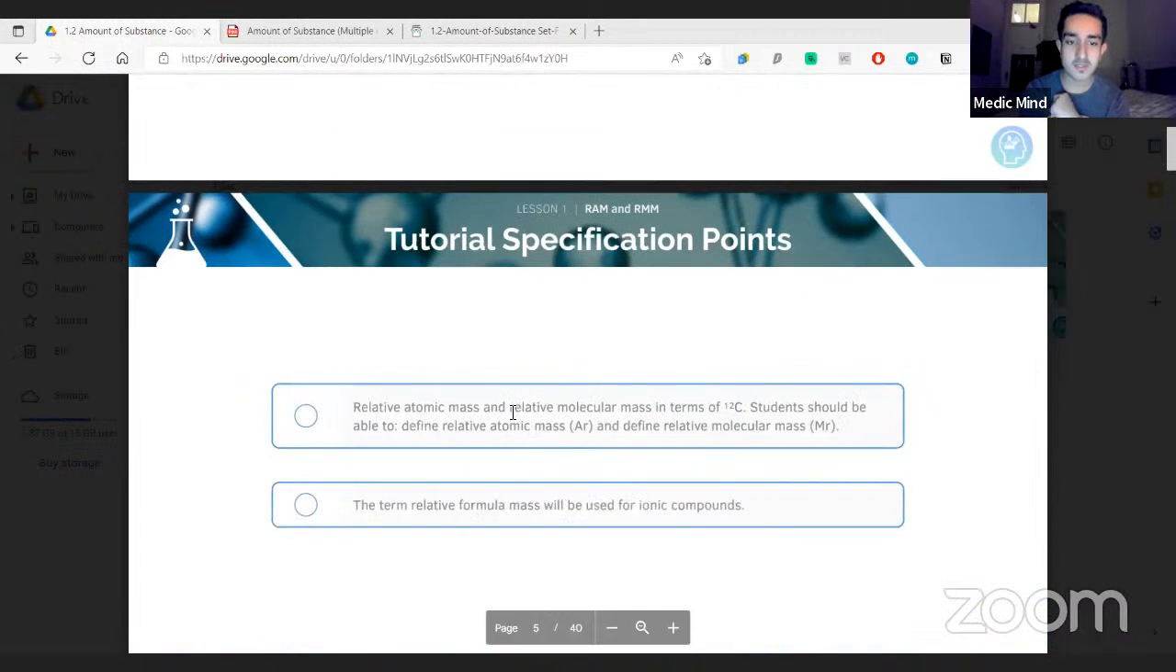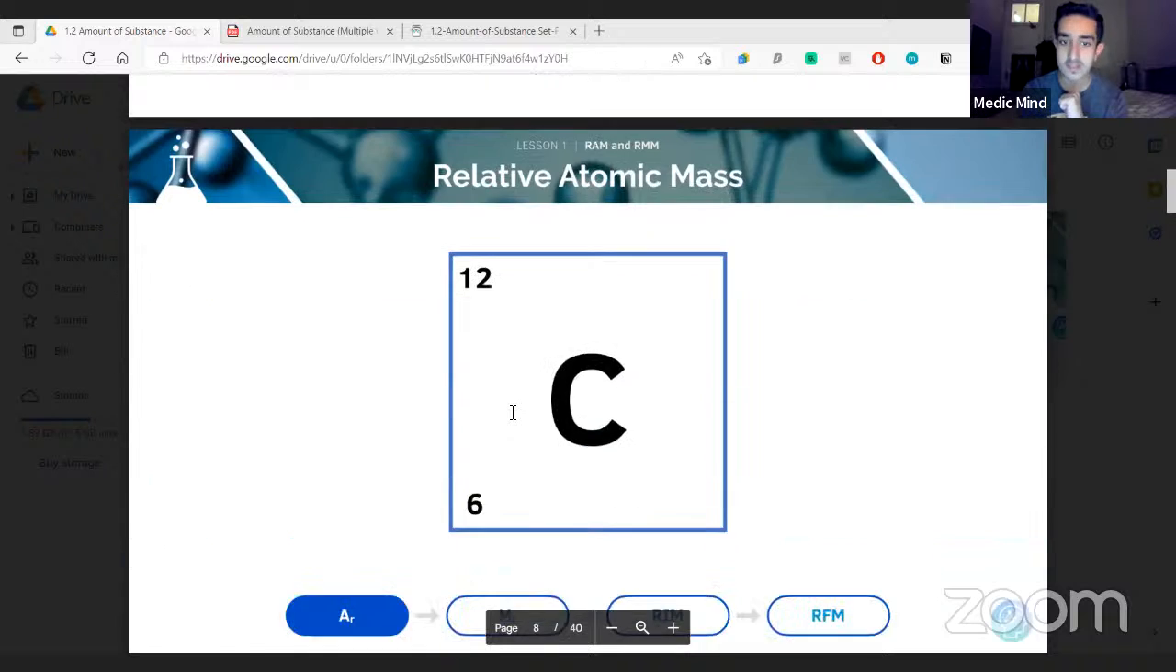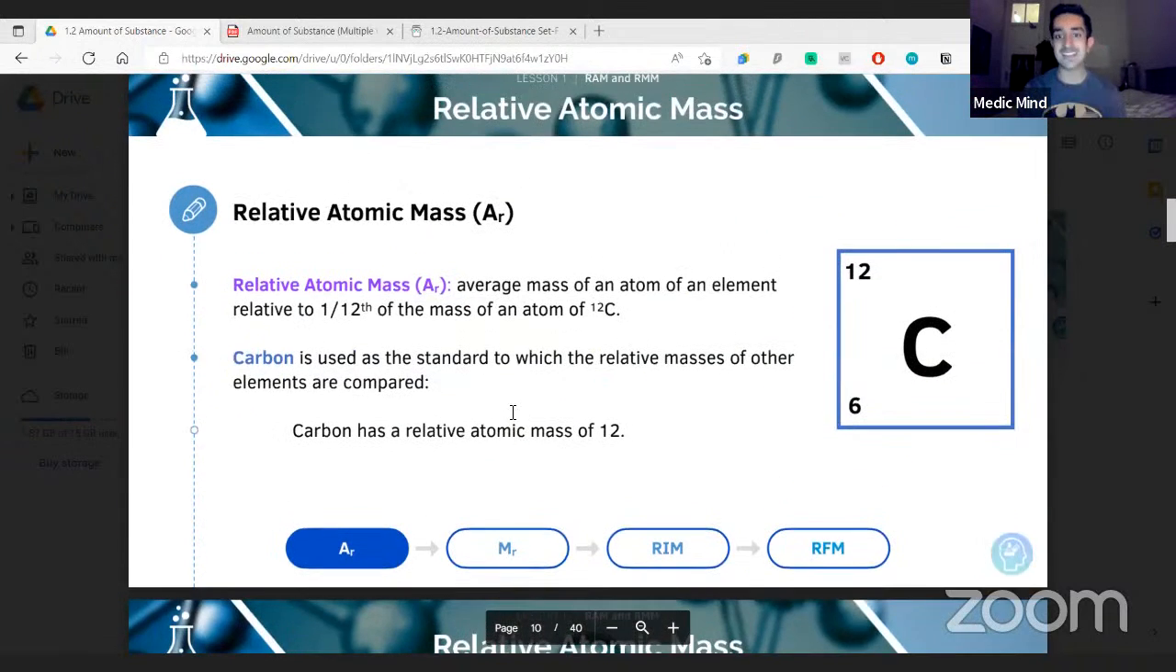Okay, so starting with definitions. Relative atomic mass. The relative atomic mass is the average mass of an atom of an element compared to 1/12 the mass of an atom of carbon-12.